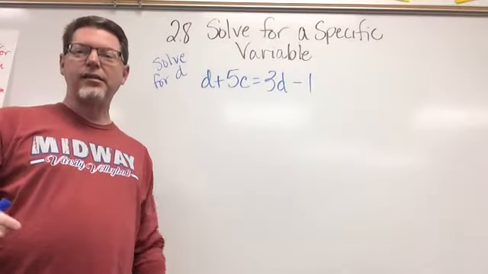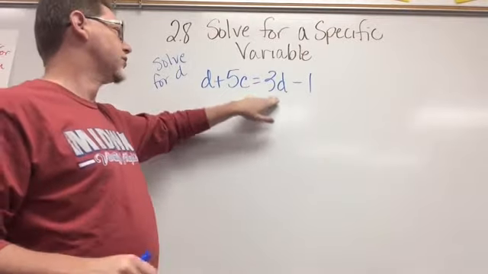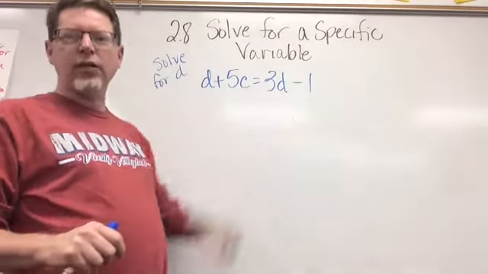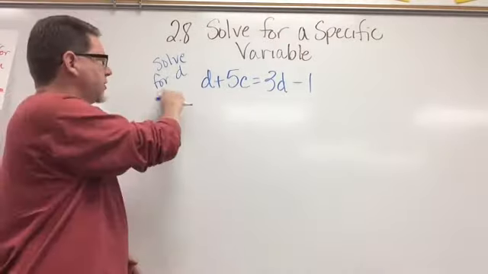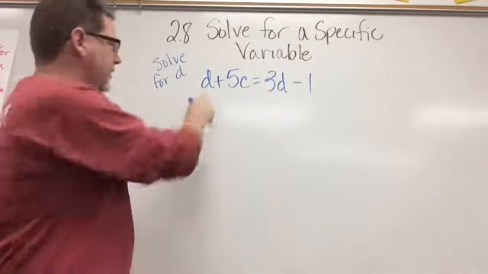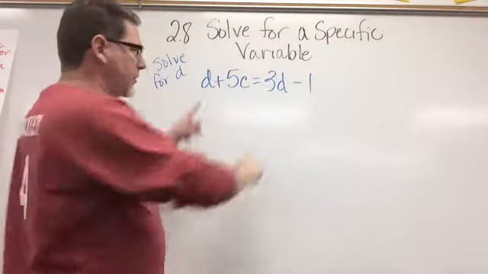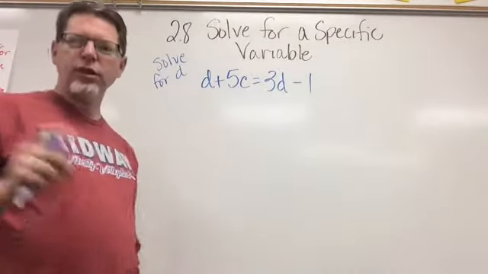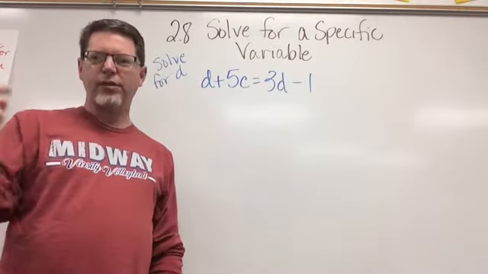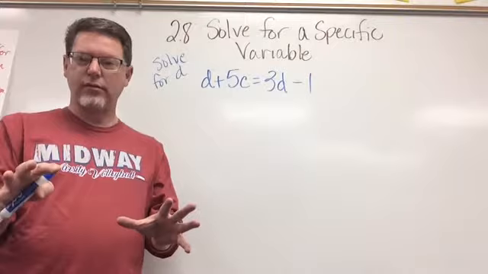And so here's the last example I want to show you, and it's d plus 5c equals 3d minus 1. And what the instructions are telling me to do is to solve for d, okay? So let's evaluate. I've got a d, and then I've got 3d. I've got variables on both sides. So we need to go back to what we did the other day with variables on both sides, and we want to start with the smallest variable. So let's deal with that first, okay?